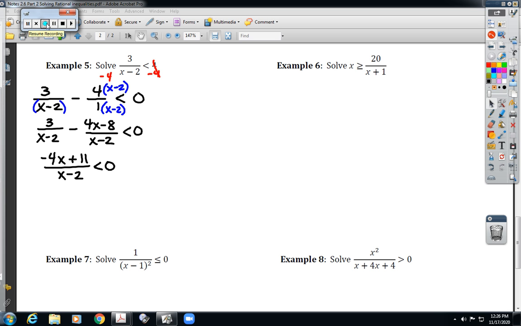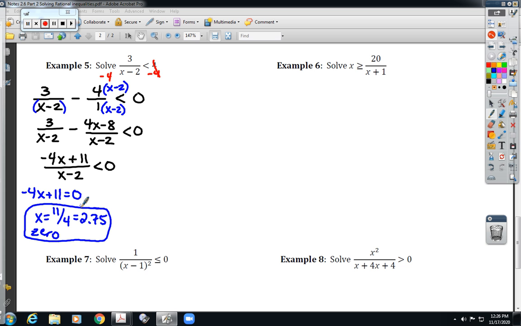Now that it is one fraction, we need our zeros and we need our excluded values. So our 0 is actually not a nice number at all. Negative 4x plus 11 equals 0 would render a 0 of 11/4. Okay, so we have a 0 of 11/4. If you're worried about where that is on a number line, it's always helpful to turn it into a decimal. 11/4 is 2.75. Okay? So we have a 0 at 11/4.